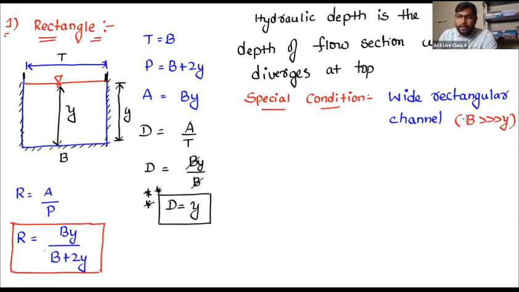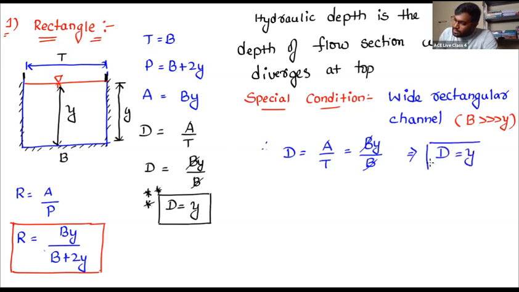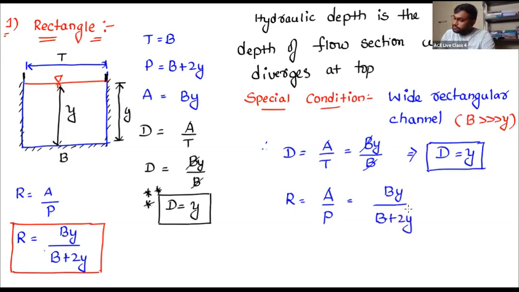Now what is D? Still A by T, which is By by B; the B gets cancelled, which means D is going to be y. Still, whatever the depth of the flow section is nothing but the hydraulic depth. Does the form change? No. But coming to the hydraulic radius, A by P is By by (B + 2y).